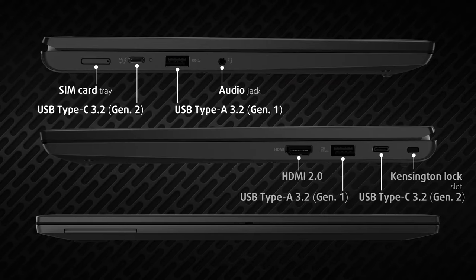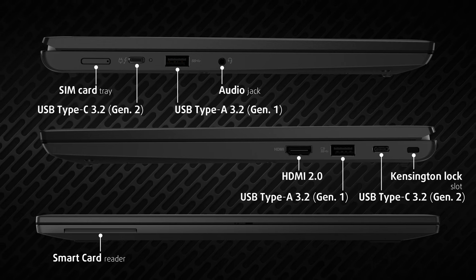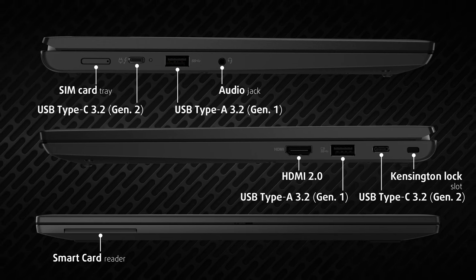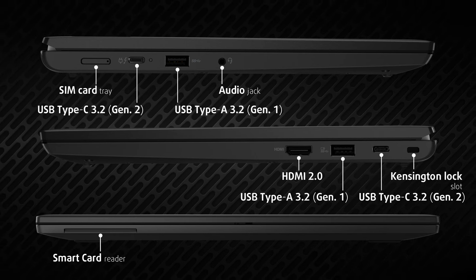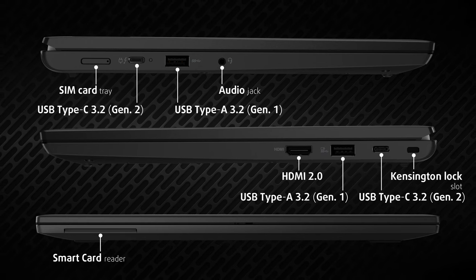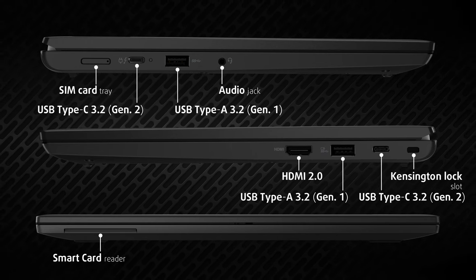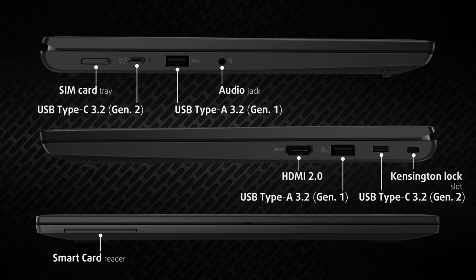Moving to the ports, the left side keeps a USB Type-C 3.2 Generation 2 port and a USB Type-A 3.2 Generation 1 port. The rest is on the right, with an HDMI 2.0 port, as well as one more Type-A and Type-C port. There are some optional ports as well, including a SIM card slot and a smart card reader.